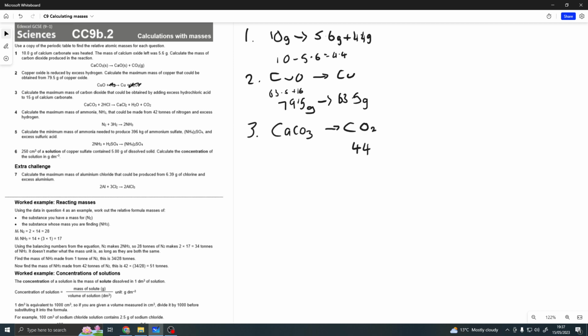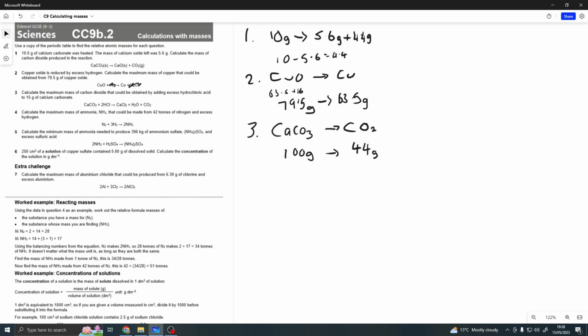And then we will do calcium carbonate, so 16 times 3 for the oxygens, plus 12 for the carbon, plus 40 for the calcium, gives us an MR of calcium carbonate of 100. Now, what this is telling us is that 100 grams of that will make 44 grams of that. That's what that's telling us.